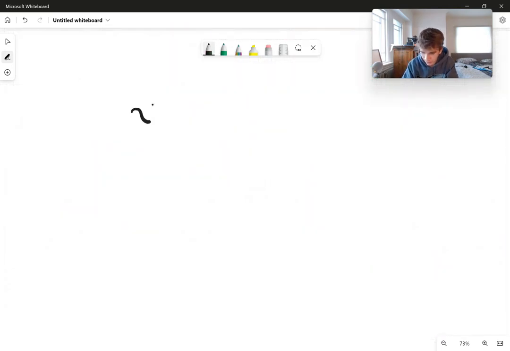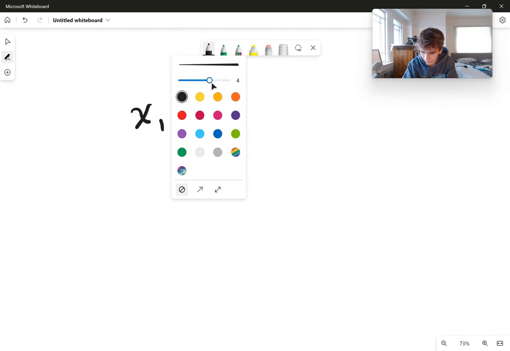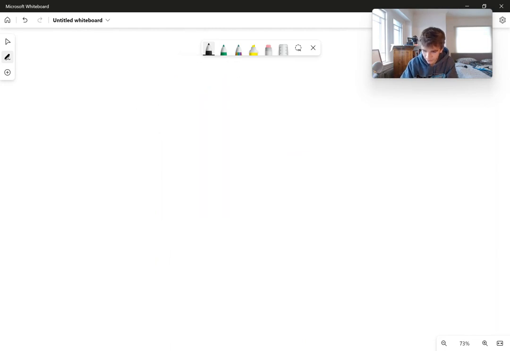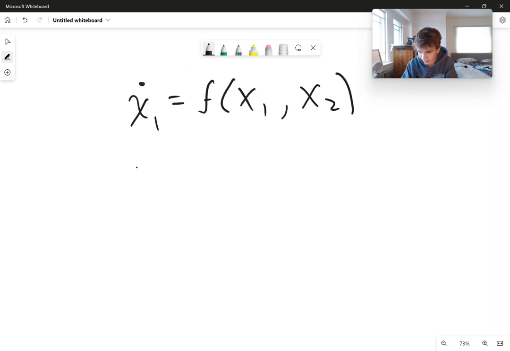So, I'm now concerned with the system x1 dot is equal to a function of x1 and x2, and x2 dot is equal to a different function of x1 and x2.